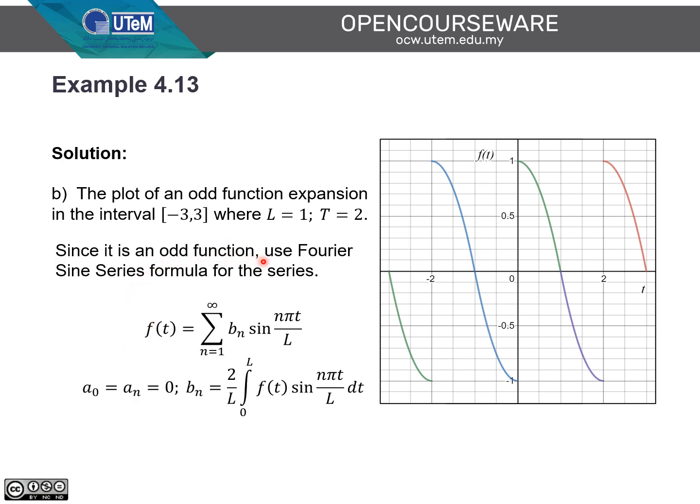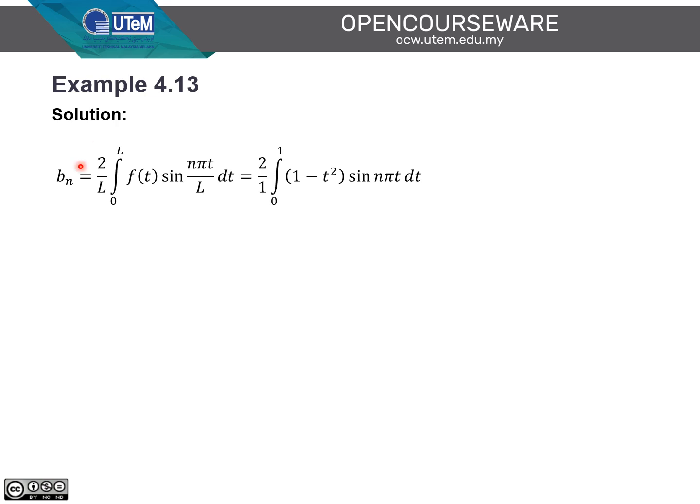Since it is an odd function, we're going to use the Fourier sine series formula to solve the series. You can see that in the Fourier sine series formula, the Fourier coefficients a0 and an equal 0, which means the only Fourier coefficient that has to be calculated is the Fourier coefficient bn. The Fourier coefficient bn can be determined using the formula of 2 over L multiplied by the integration of f(t) sin(n pi t over L) with respect to t from 0 to L.